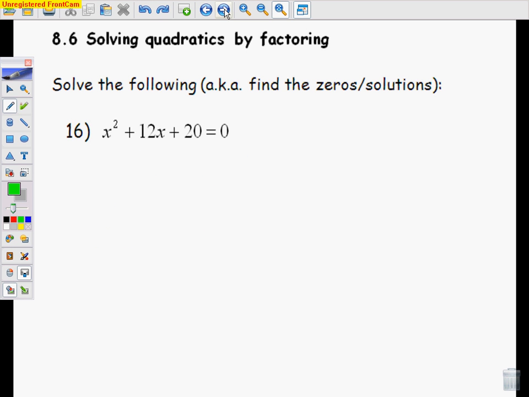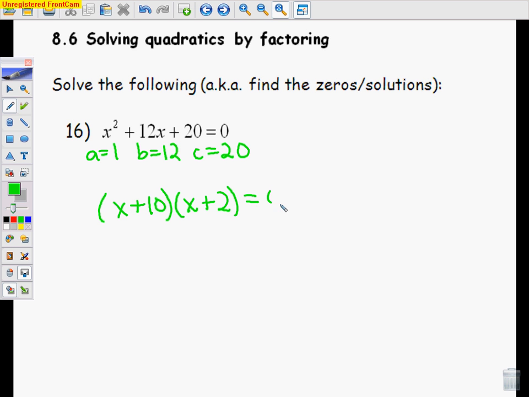So here, once again, there's nothing you could take out as far as a GCF. So a is 1, b is 12, c is 20. Because a is 1, we're going to find what multiplies to give you c and adds to give you b. The numbers that do that are 10 and 2. X plus 10 times x plus 2. So we factored it.